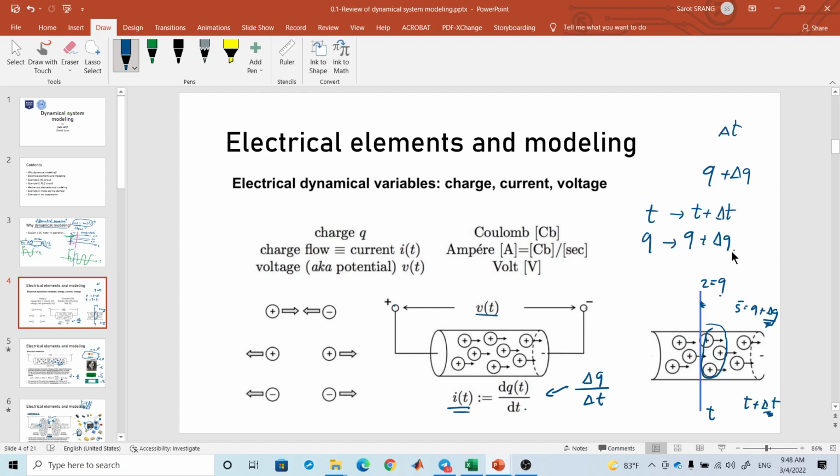Then you compute the rate of change of charge with respect to time, which means this minus this divided by this minus this, and put the limit of t approaching zero. Then you get this definition of current, right? It is the time derivative of the charge with respect to time.